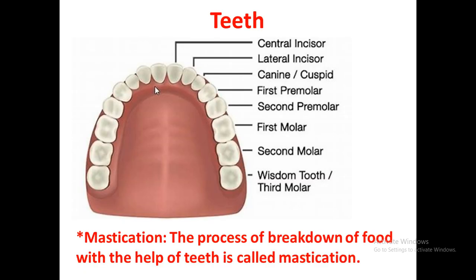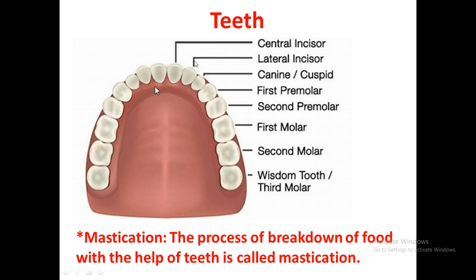So the process of digestion starts from the mouth itself. When we take the food inside, first we need to break the food with the help of teeth. We have different types of teeth: incisors, canines, premolars and molars. Here you can see we have four incisors down and four on the up, a total of 8 incisors.